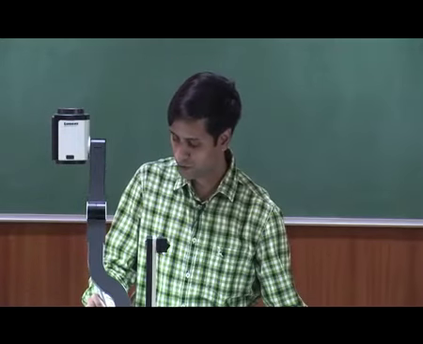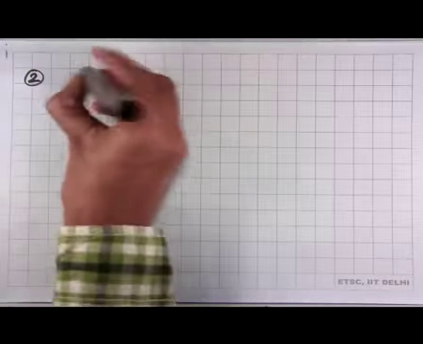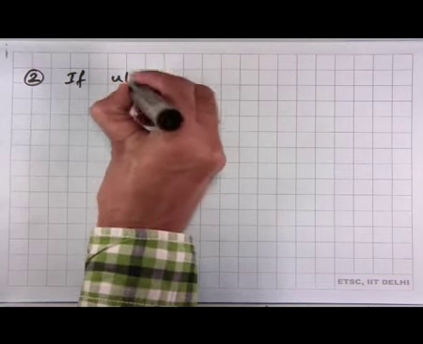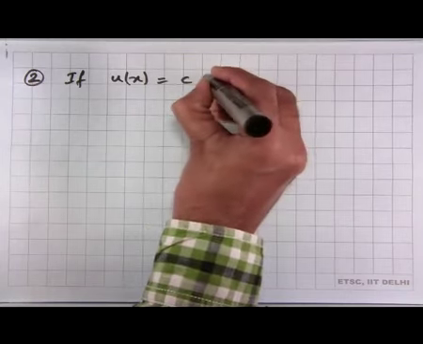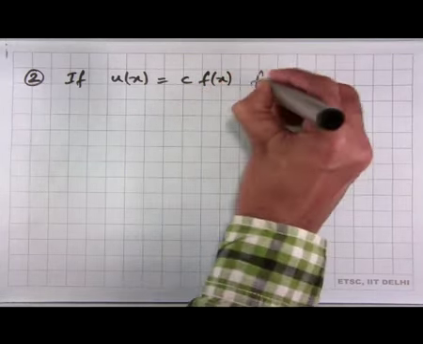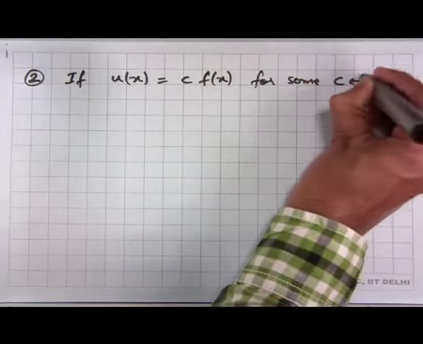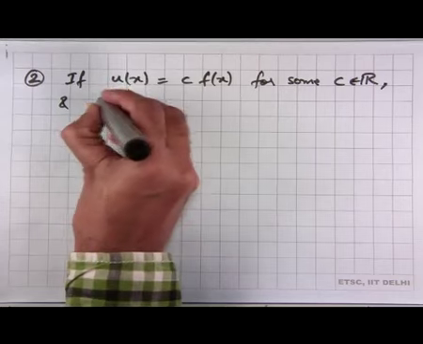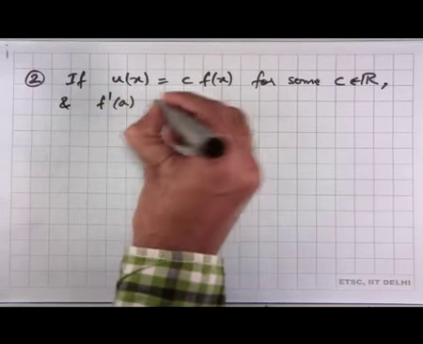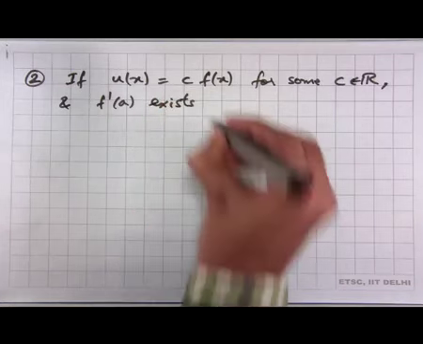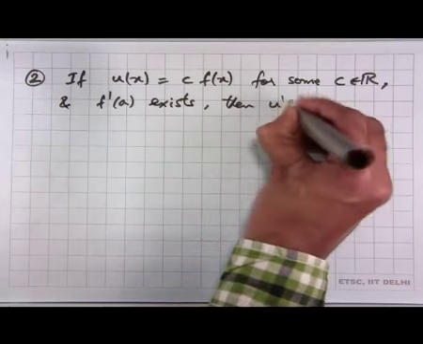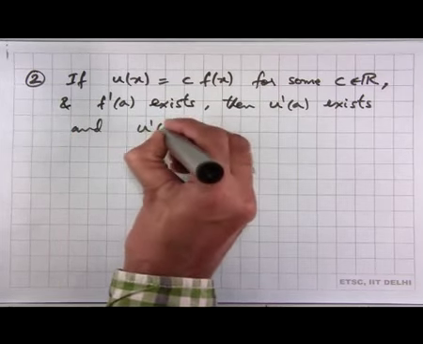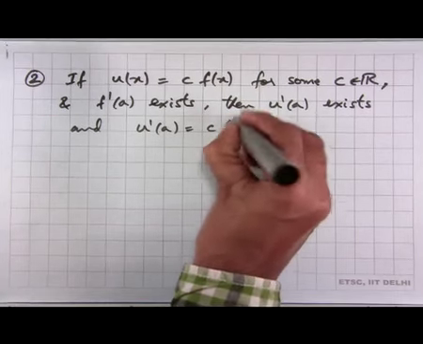Another important property is that if I write u of x equal to some constant times f of x, for some constant c in real number, and f prime a exists, that is f is differentiable at a, then u prime a exists and u prime of a is equal to c times f prime a.